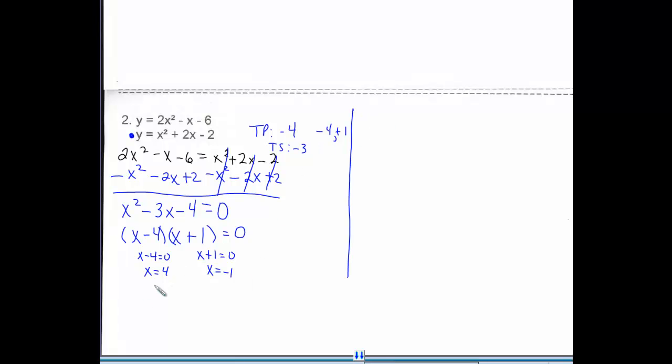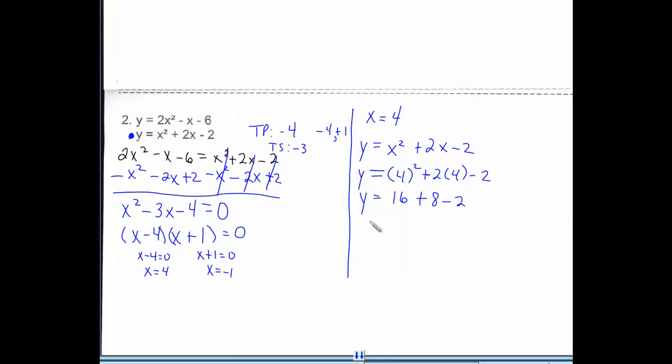Now let's plug x equals 4 into the second equation. y equals x squared plus 2x minus 2. y equals 4 squared plus 2 times 4 minus 2. So 16 plus 8 minus 2 is equal to 22. So when x is 4, y is 22.